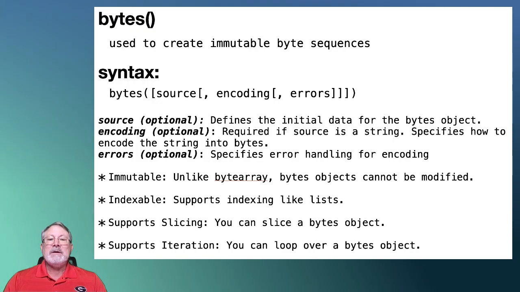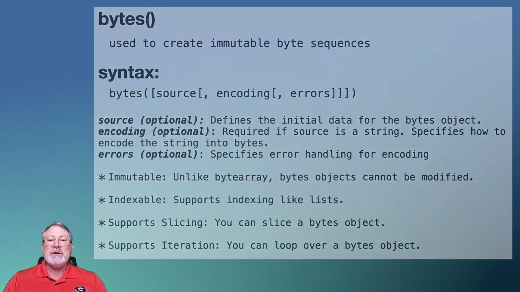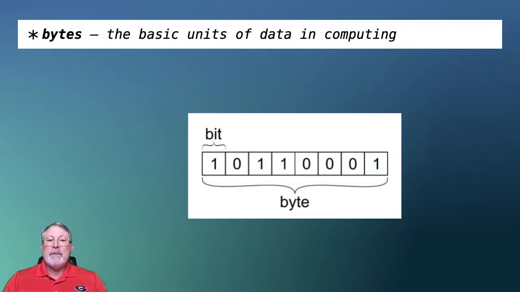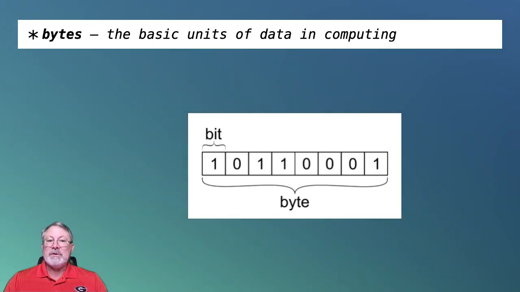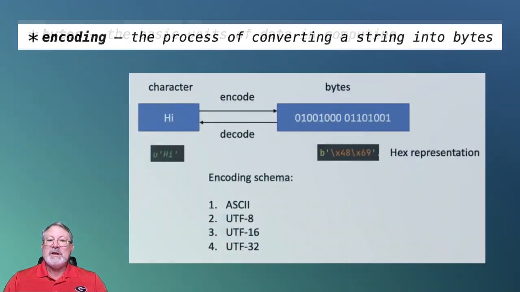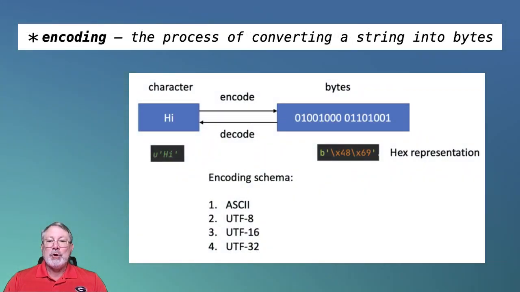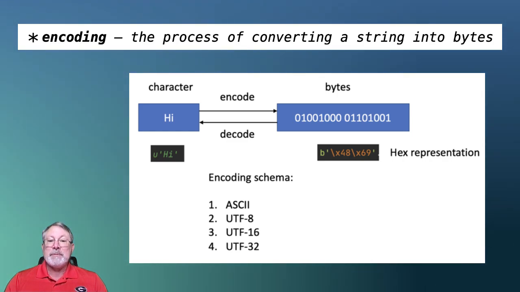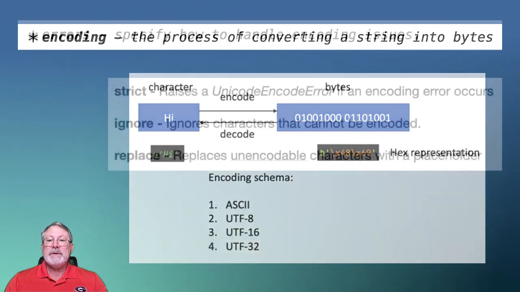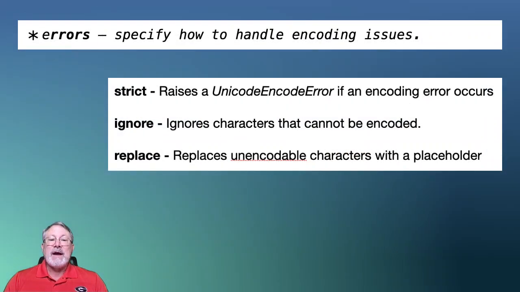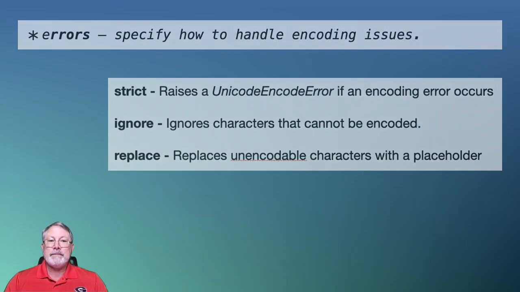Before we proceed, let's define a few key terms. Bytes are the basic units of data in computing, used to represent and manipulate data at the binary level. When dealing with strings, encoding refers to the process of converting a string into bytes using formats such as UTF-8. Errors specify how to handle encoding issues during this conversion.